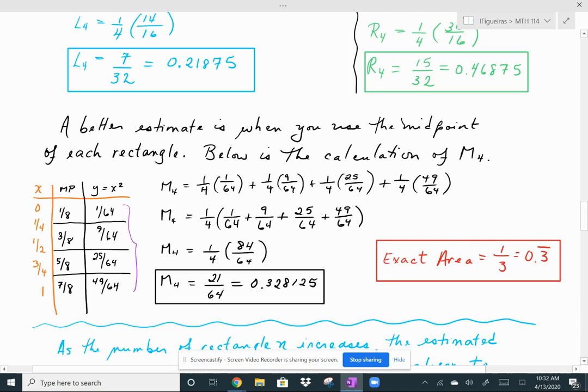over 64. And if you write that as a decimal, that's 0.328125. Now, for now, you'll just have to take my word for it, but the exact area, not the approximate area, is 1/3, which is 0.33333 forever. So if you look at all of our computations, the left-hand approximation, the right-hand approximation, and the midpoint approximation, the midpoint approximation is definitely closer than the left and right-hand one. But they're all based off of computations of areas of rectangles.